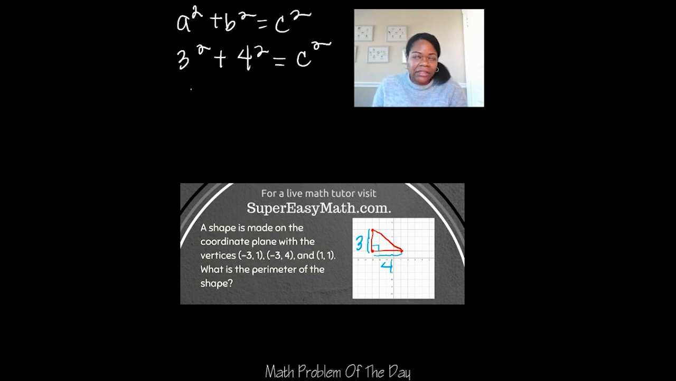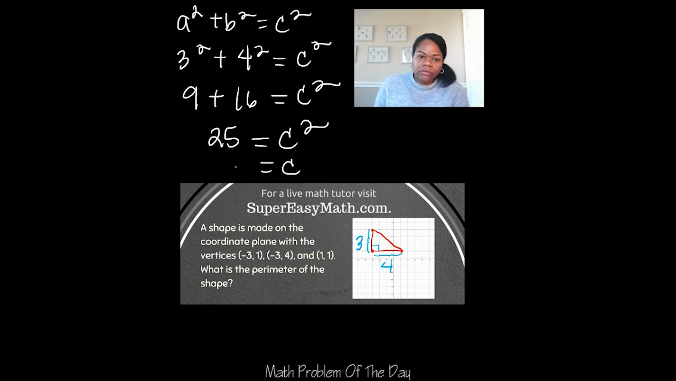Now I'm going to calculate this. 3 squared is 9, 4 squared is 16, and then we got c squared. Now the 9 plus the 16 is 25, and that equals the c squared. And I know the square root of 25 is going to be 5.